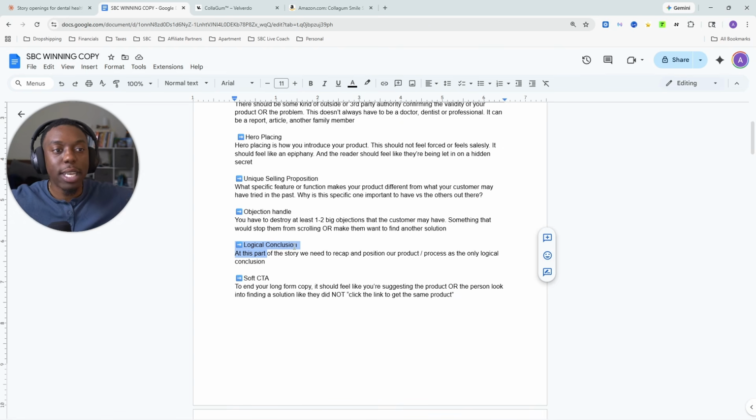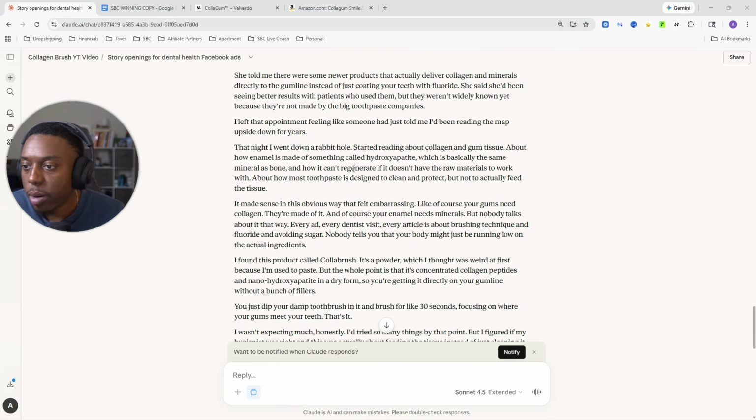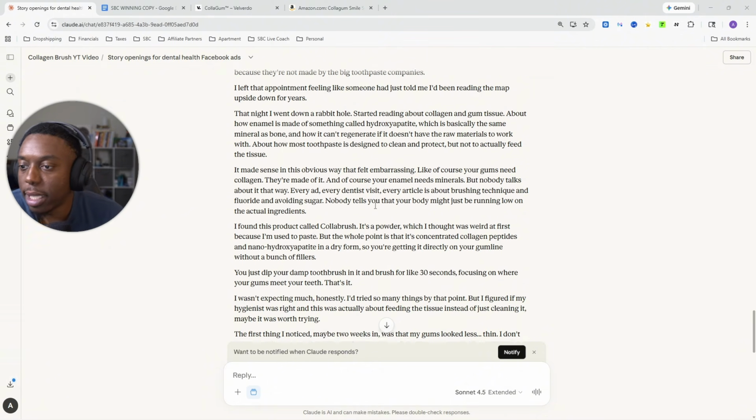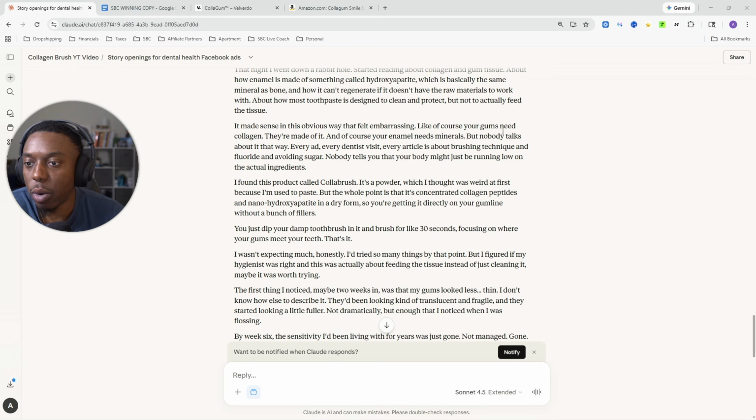Why would it not make sense that a product like this would help you if it's designed to solve the root problem? Like, of course, your gums need collagen. Again, we're trying to displace and make this logical. Like, duh, who wouldn't know that, right? Make the reader feel like they're being let in on a secret, but also it's a logical conclusion that they can come up with themselves.